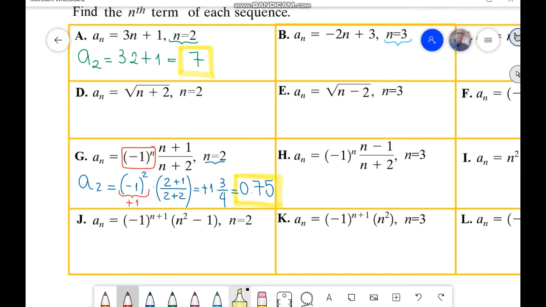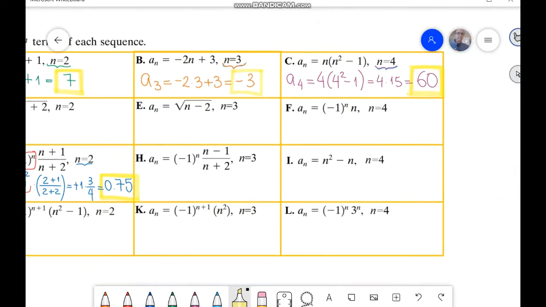So just pay attention to this little thing here, which is what defines the alternating sequence. If the exponent is even, this will be positive 1. If the exponent is odd, you're going to have negative 1. That makes the sequence an alternating sequence. It will be negative, positive, negative, positive, negative, positive.